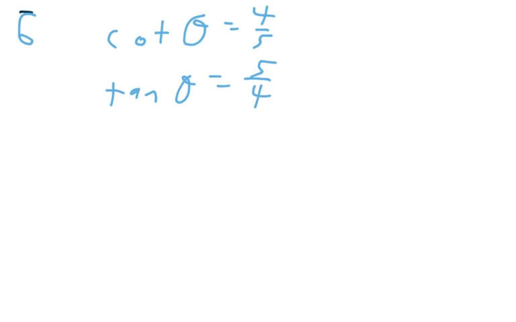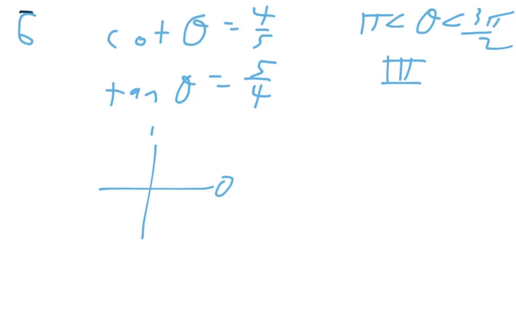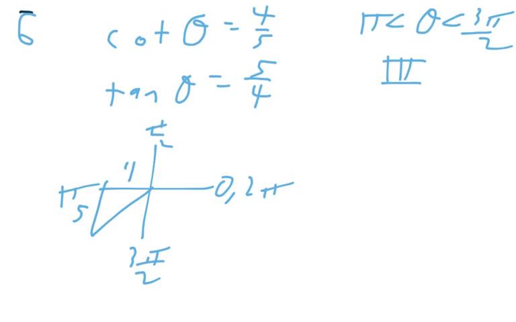For problem number 6, they start us off with the cotangent is equal to 4/5, which means I'm going to change this to be the tangent is equal to 5/4. And they said it was in between pi and 3 pi over 2. So that means we're in quadrant number 3, because 0, pi over 2, pi, 3 pi over 2, and 2 pi. So I put it in here, and the tangent is 5/4, which is the opposite over adjacent.